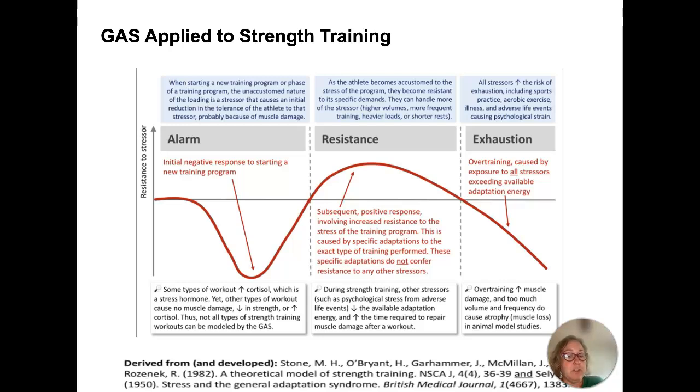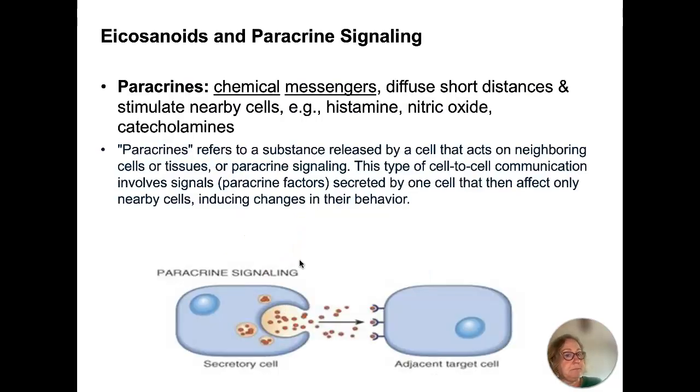You can do this with strength training. This is developed from the British Medical Journal, and it again is just avoid overtraining and being overstressed.